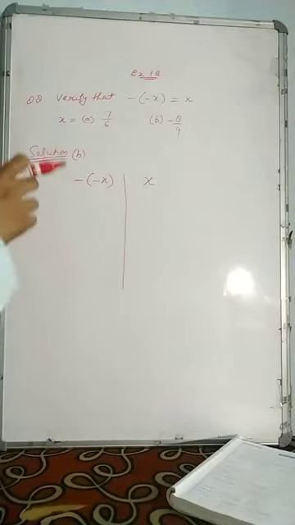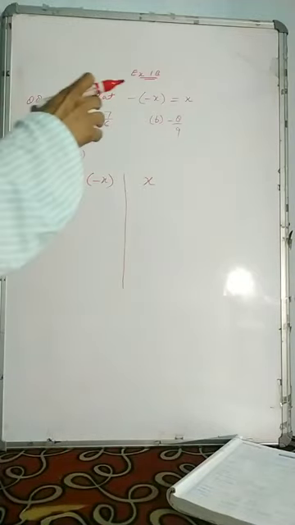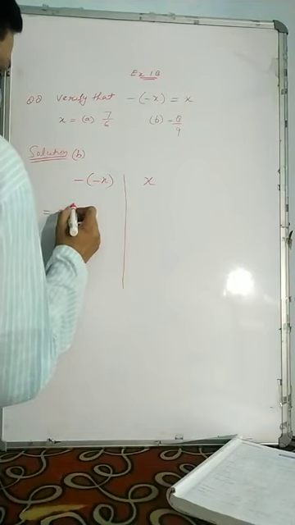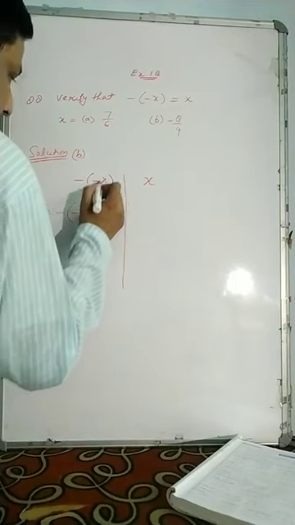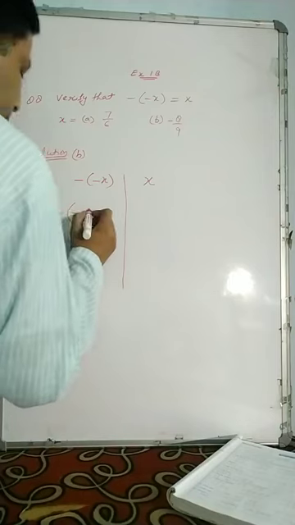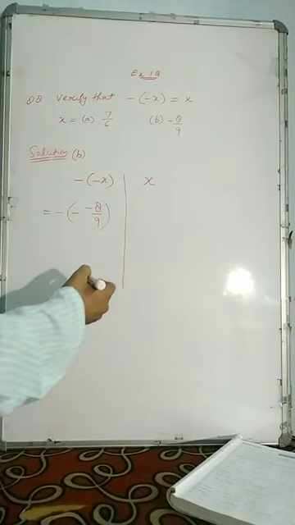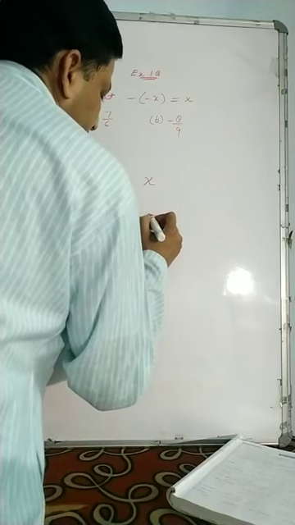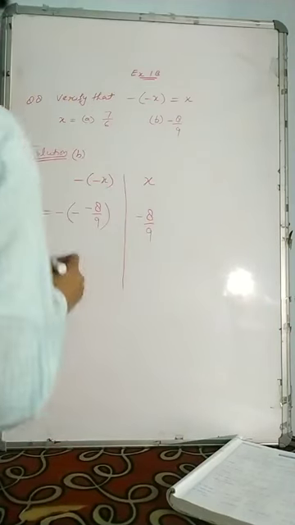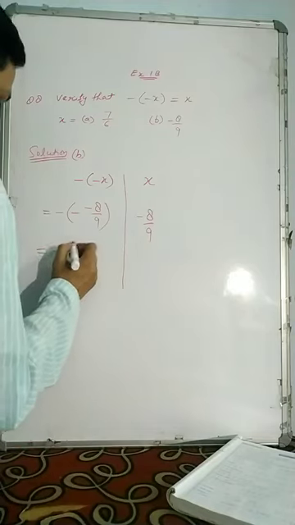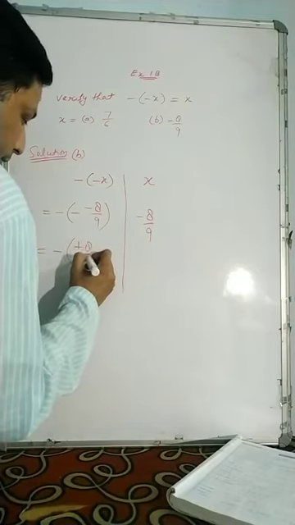Now put the value of x which is given in the B part, that is minus 8 upon 9. First of all we will write minus, then bracket, then minus, then instead of x we will write the value minus 8 upon 9. Now on the right hand side, here we will write only minus 8 upon 9. Now here you can see in the bracket there are two symbols, so we will convert them into a single symbol, minus plus 8 upon 9.